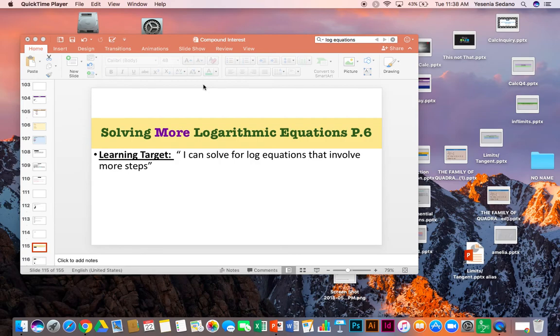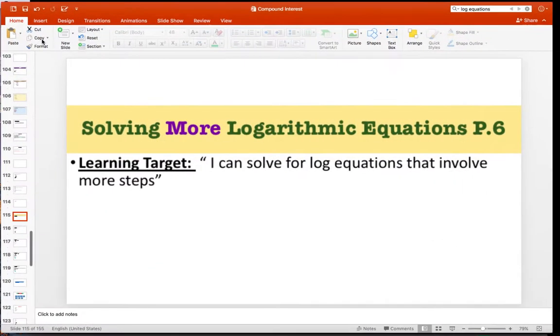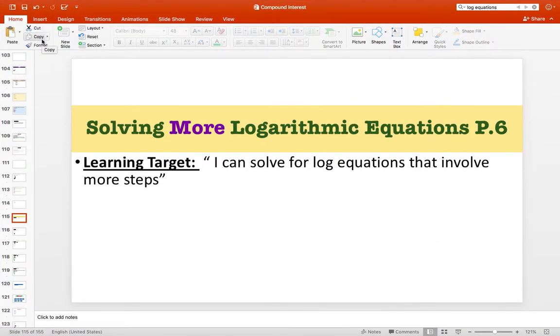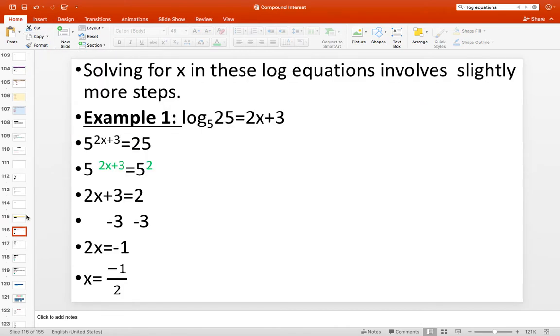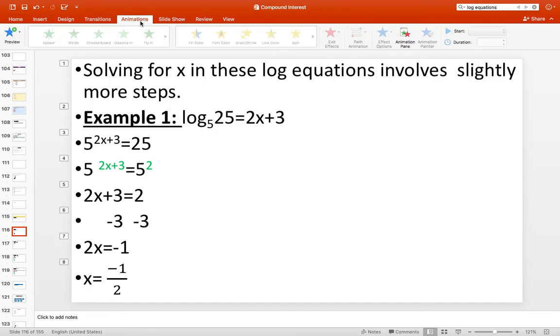Solving more logarithmic equations. This is in your notes, page 6. The learning target is I can solve for log equations that involve more steps. Go ahead and play this.